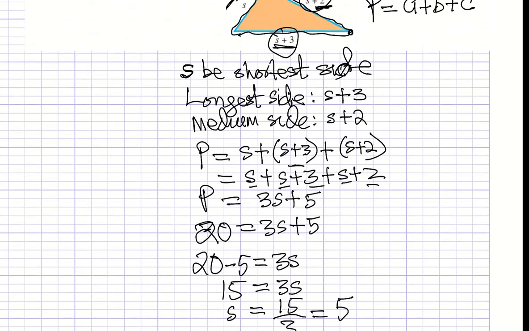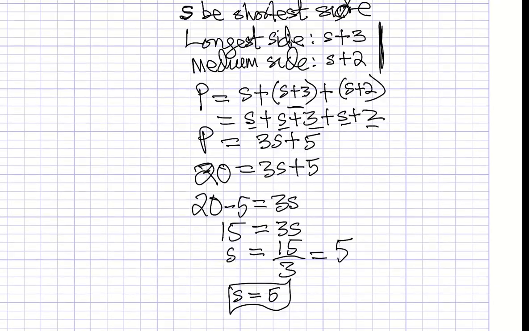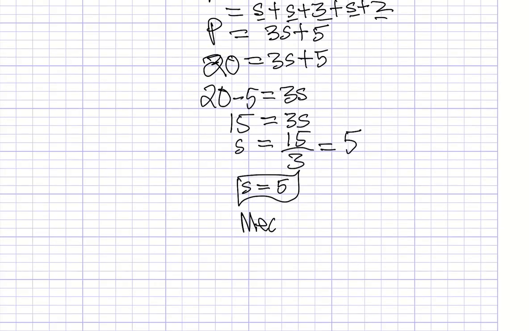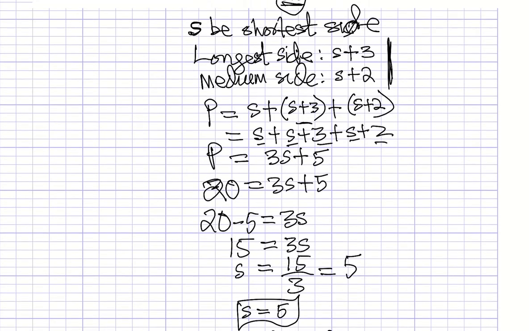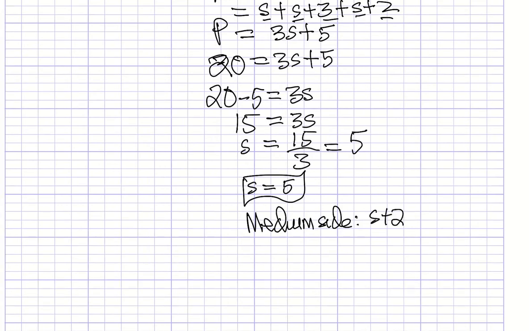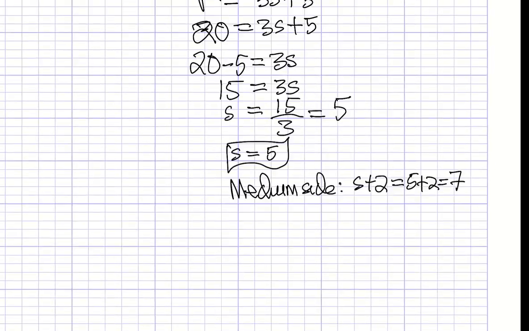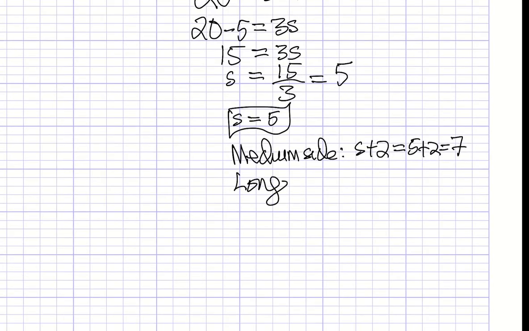If that's the case, then we'll have this here. Then the medium side will be, what is that? Medium side will be S plus 2. That's 5 plus 2, and that's 7, okay? And then the longest side, S plus 3. Since we have S as 5, that's 5 plus 3, and that's 8. Okay? You see?